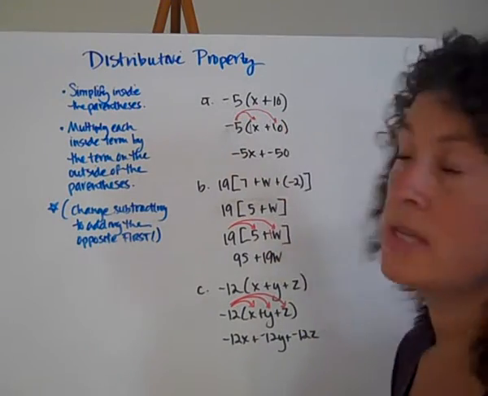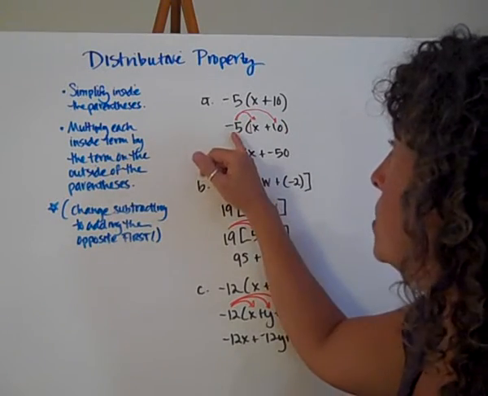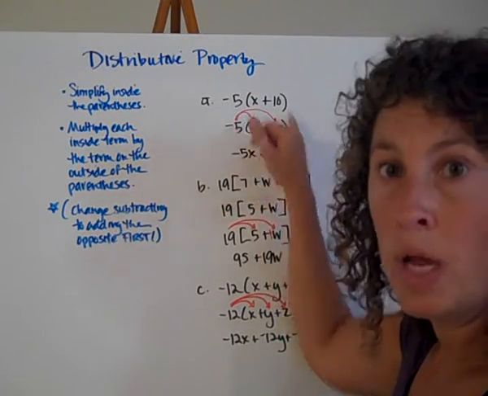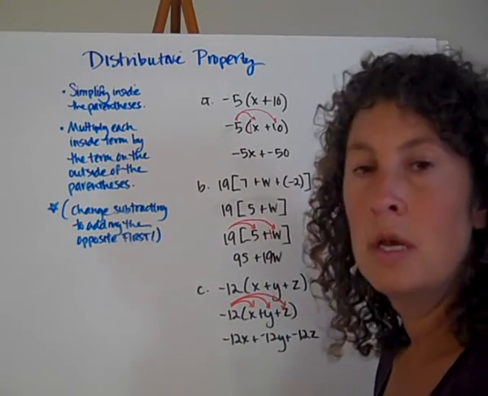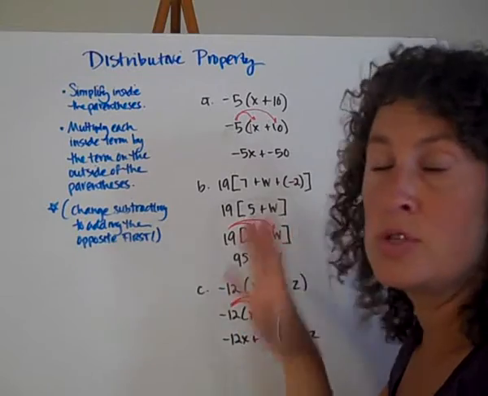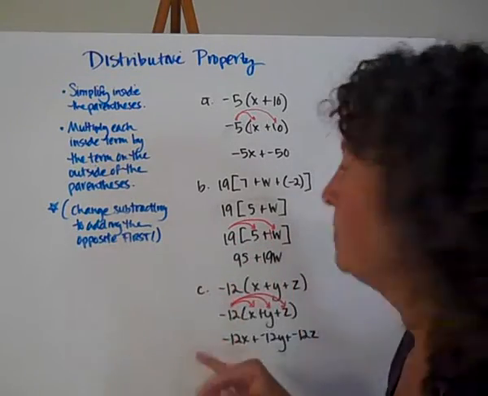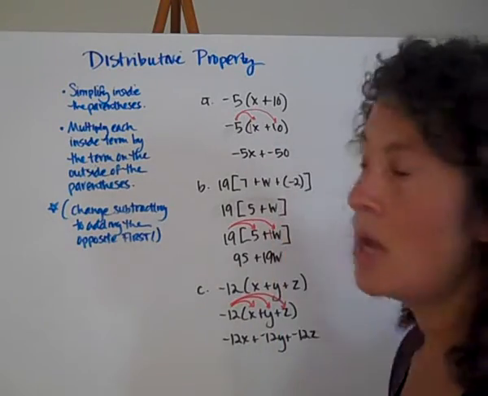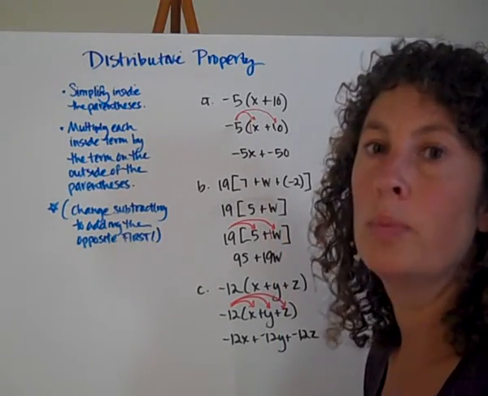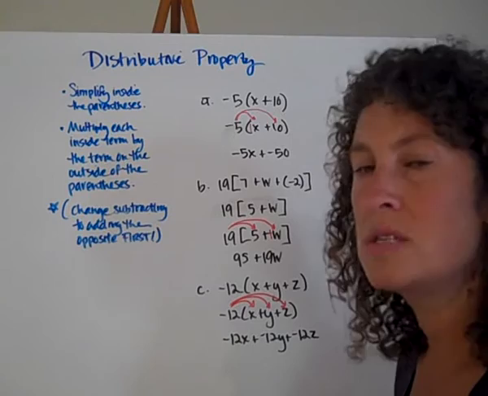-5 times, in parentheses, x plus 10. So we're going to take the -5 and we're going to multiply it by everything inside the parentheses. So you'll start to see these little rainbow arrows. When you see those rainbow arrows, you can almost start to think distributive immediately. Notice that the x doesn't have a number in front of it. If we don't see a number, 99% of the time you can put a 1 there. It's kind of the invisible one, it doesn't really show up.